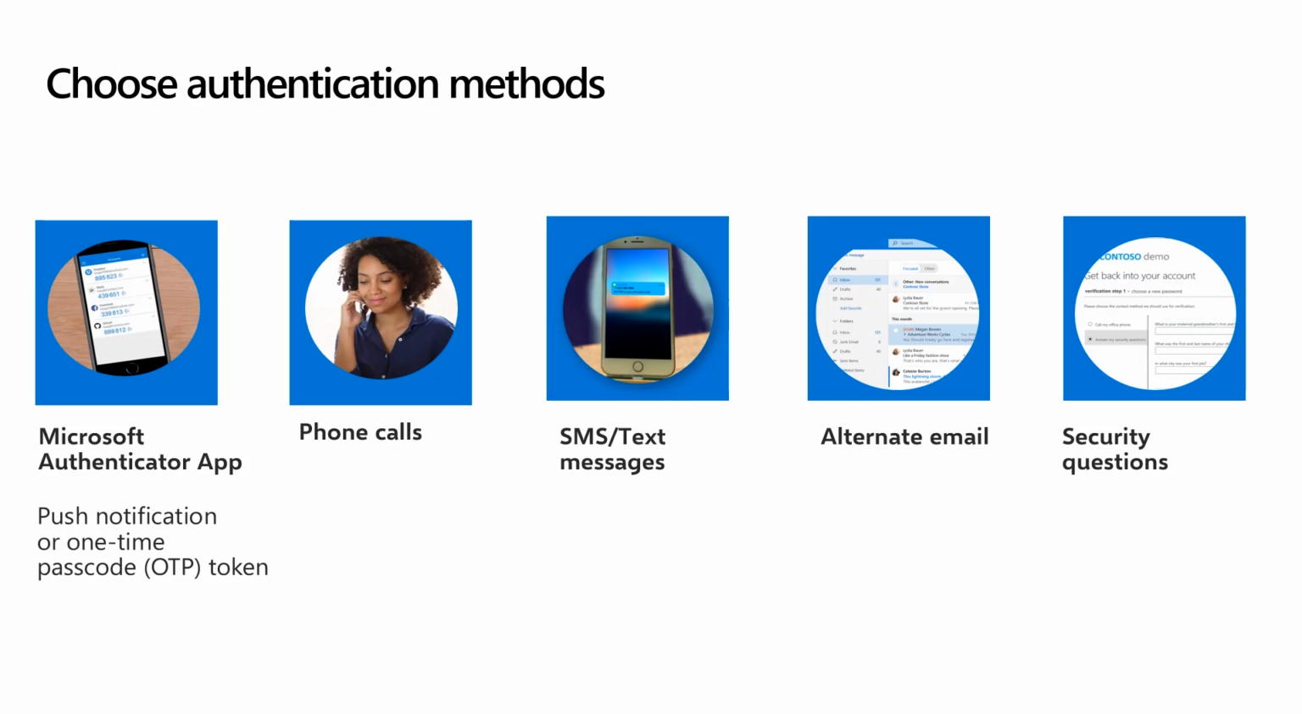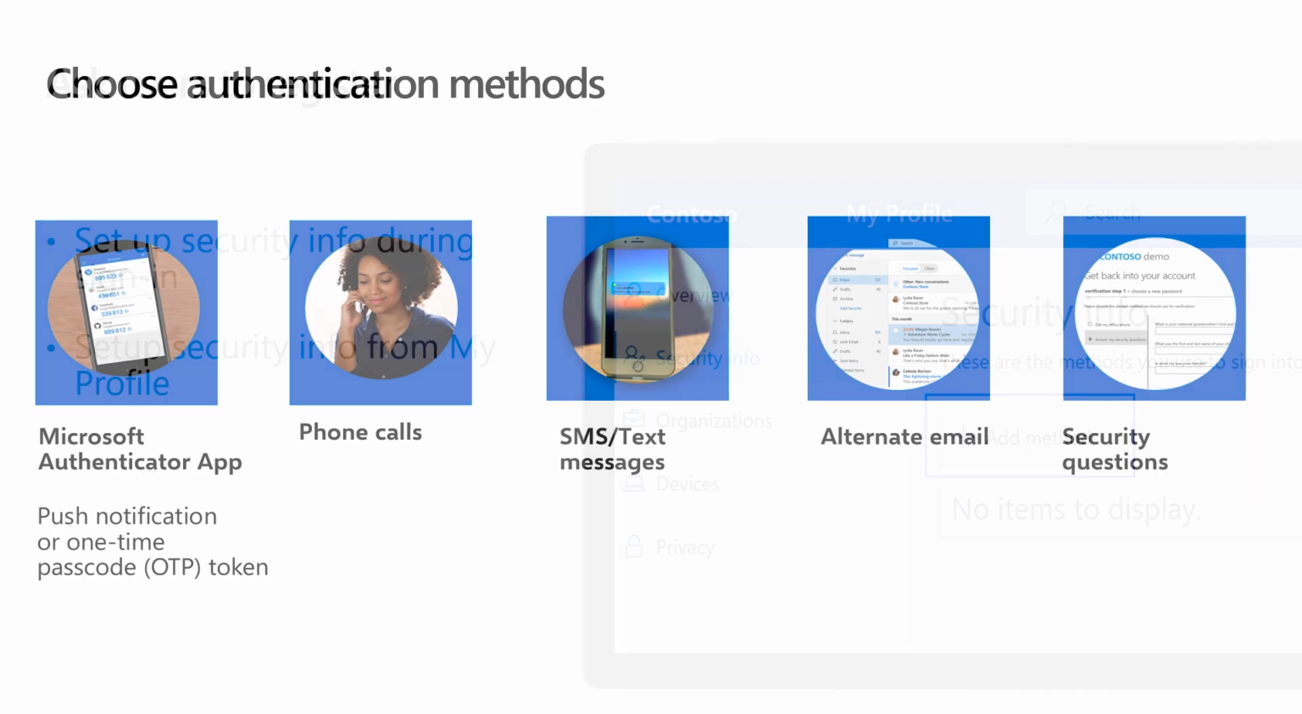As an administrator, you can choose the authentication methods that users will use to verify their identity. The available methods include push notification or one-time passcode with the Microsoft Authenticator app, voice calls, SMS or text messages, alternate email address, or security questions. We recommend that you require users to register at least 2 methods.